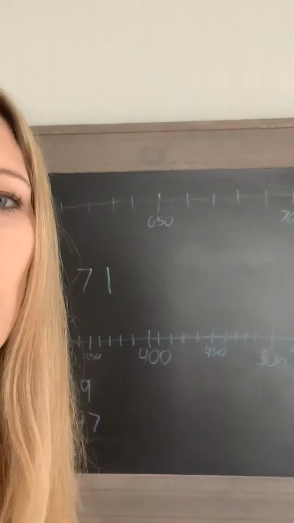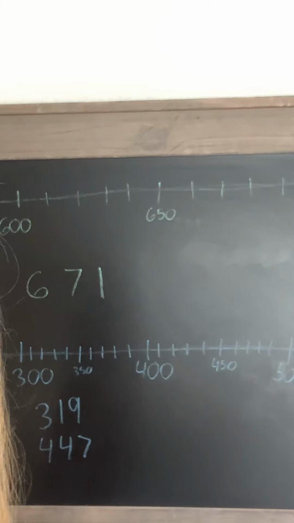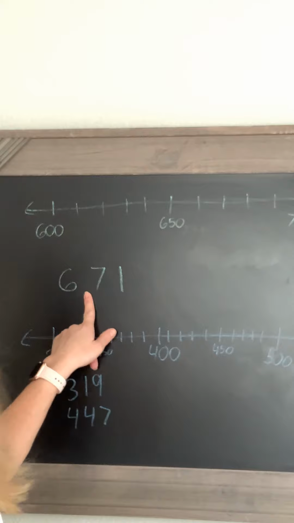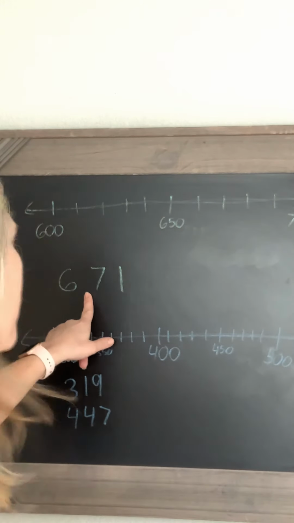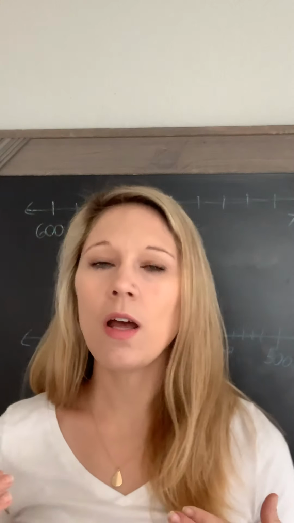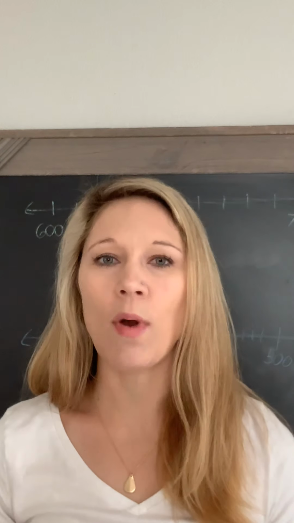Okay, today we're going to be practicing rounding to the nearest 10 and the nearest 100, okay? So we have a number line that I have some hundreds on. I gave you the number 671. So first of all, we have a little rhyme that we do when we're rounding.